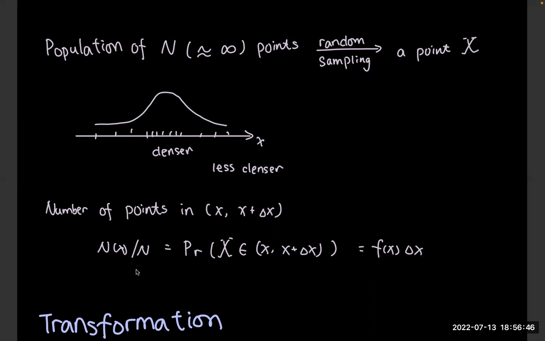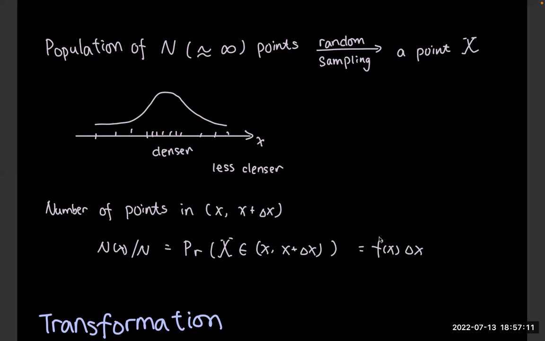So at this point, as I said, there's nothing probabilistic, everything is deterministic. But if you randomly sample a person or sample a point, then this population proportion becomes the probability that the random point falls into this small bin. And since this population proportion equals f of x delta x, therefore this probability also equals f of x delta x.